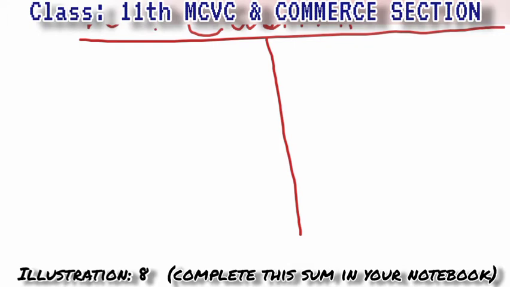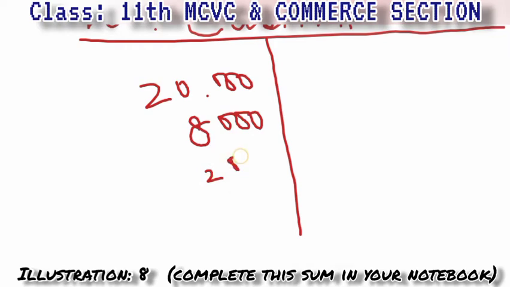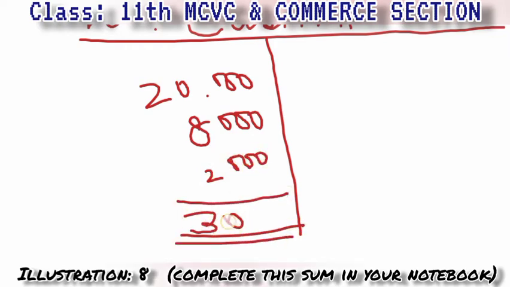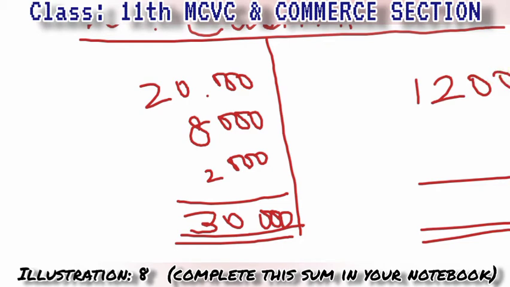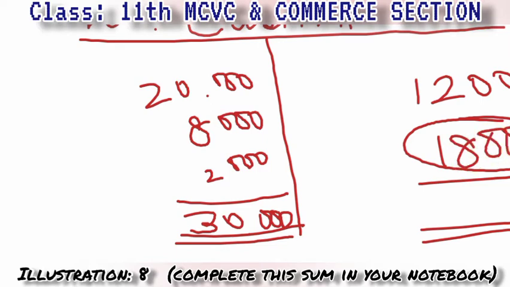So if the balance over here on the debit side is 20,000, 8,000, 2,000, the total balance would be 30,000. On the other hand, if the balance on the credit side is only 12,000, the balancing figure that comes is approximately 18,000.